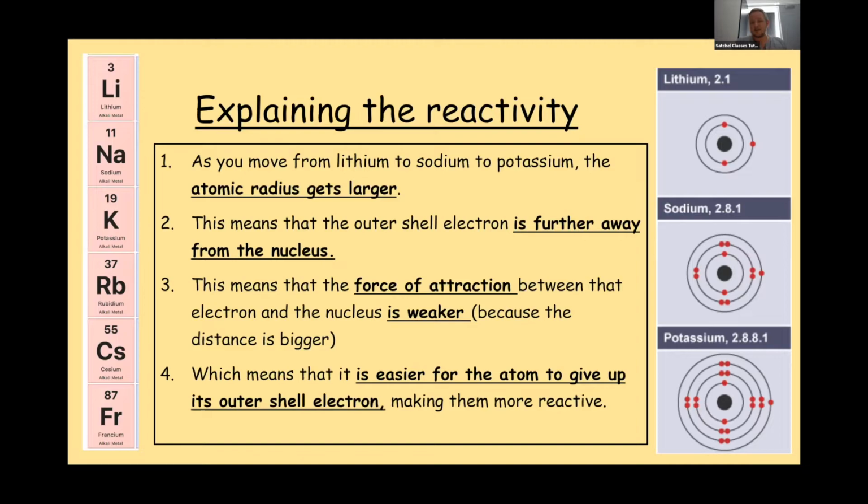This then means that it's easier for the atom to give up its outer shell electron to another atom that wants to take it at the bottom end of the table because they're bigger and they're not holding on to it as much. So that makes the bottom of group 1 more reactive.